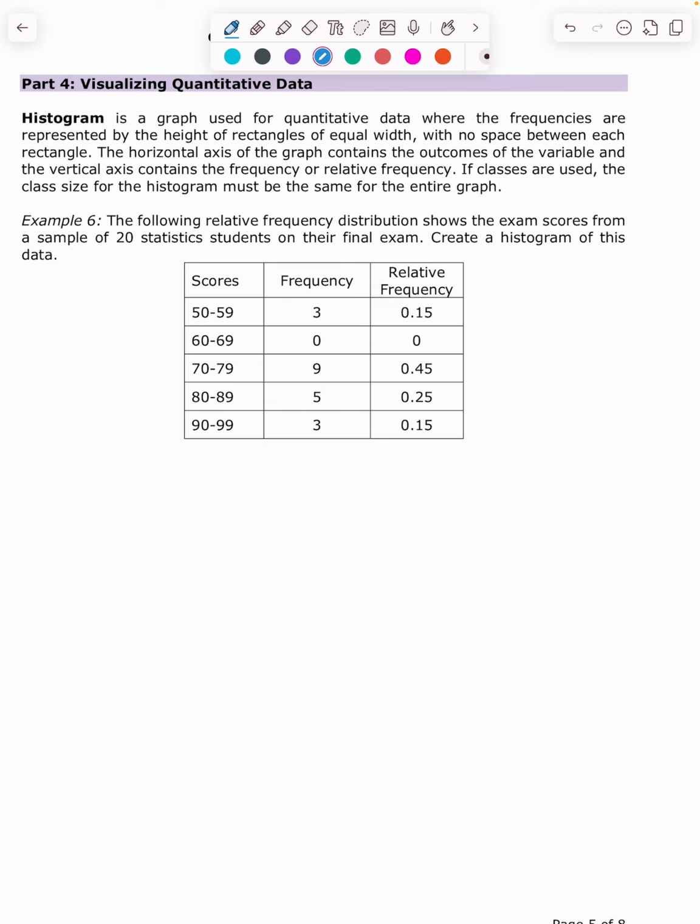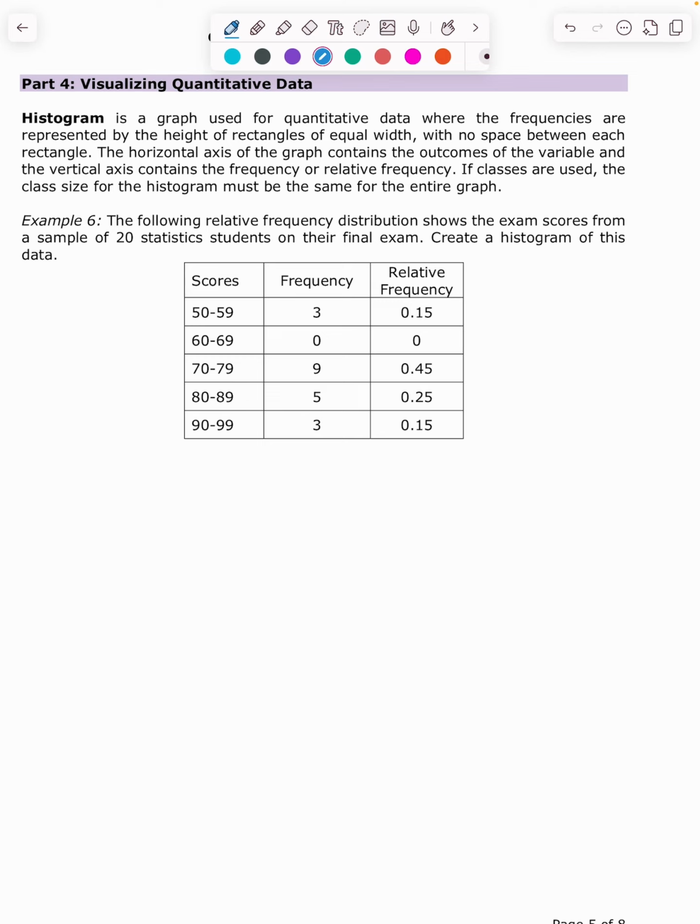The frequencies or relative frequency is represented by the height of equally sized rectangles. But now with the histogram, we are not going to have space between each of the rectangles. So the horizontal axis is going to contain the outcome of the variable, and the vertical axis is going to contain the frequency or relative frequency.